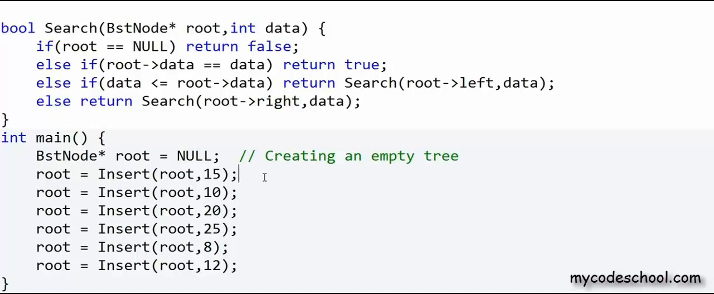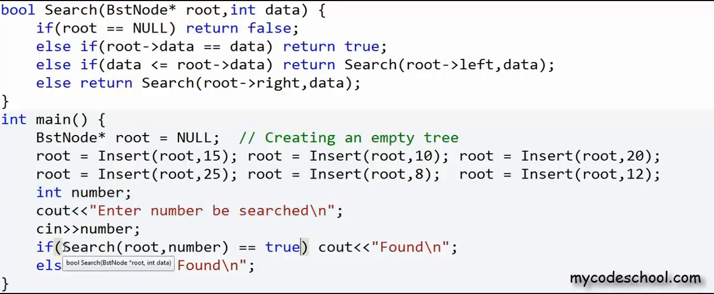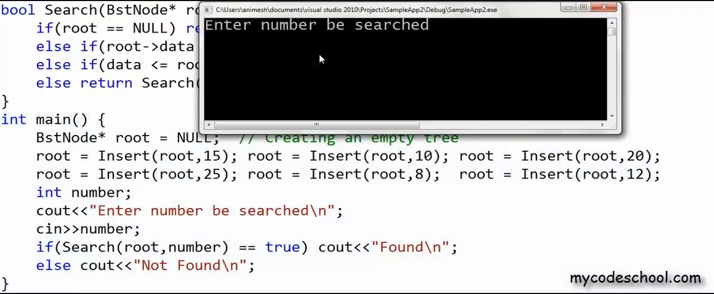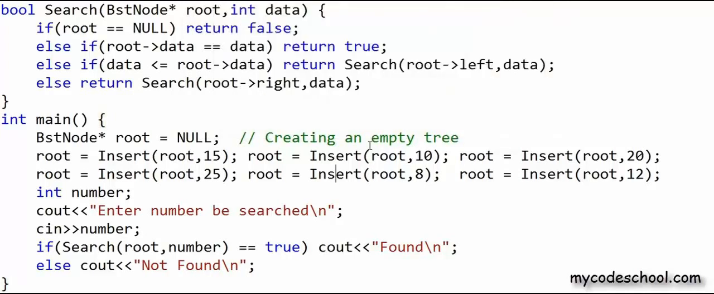Let's test this code now. What I've done here is I've asked the user to enter a number to be searched, and then I'm making call to this search function, and if this function is returning me true, I'm printing found, else I'm printing not found. Let's run this code and see what happens. I have moved multiple insert statements in one line because I'm short of space here. Let's say we want to search for number 8. 8 is found, and now let's say we want to search for 22. 22 is not found. So we are looking good.